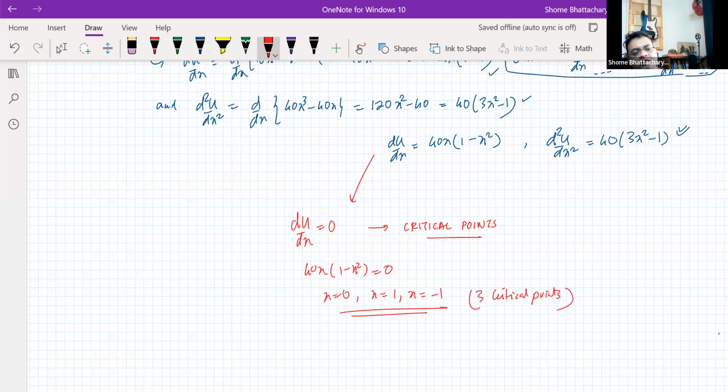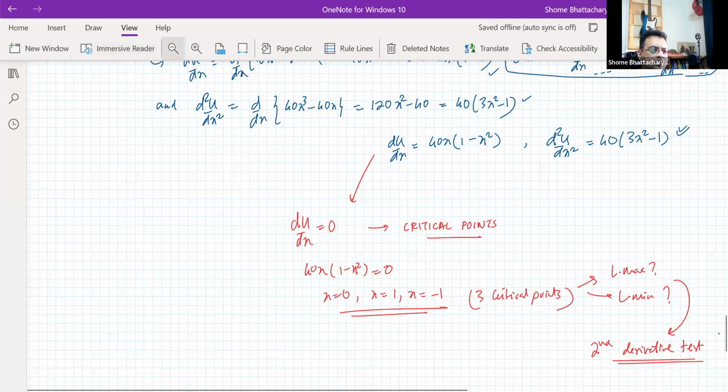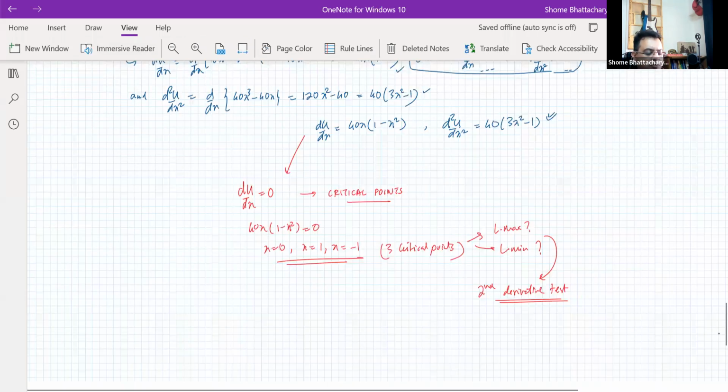Now, which of them are stable or local maxima? Which of them are local minima? For that, we have the second derivative test. Right, so I hope all of you remember this.